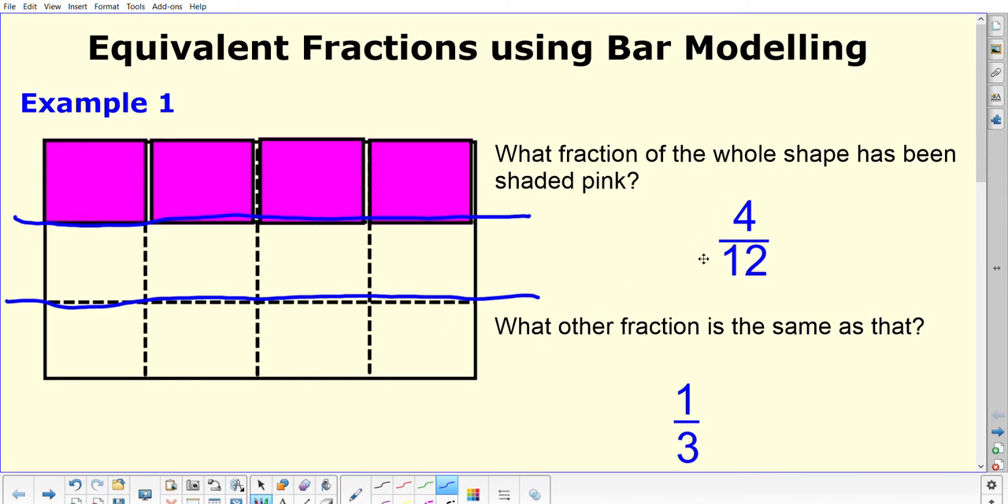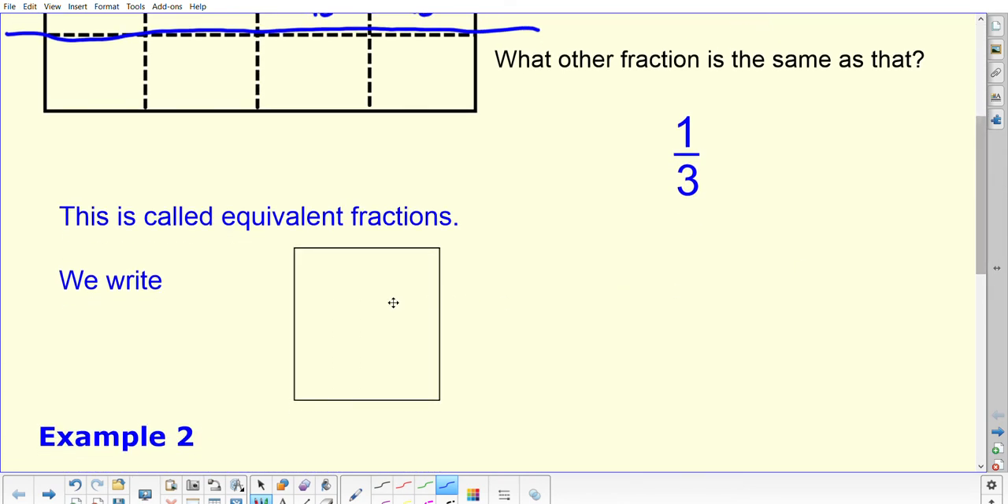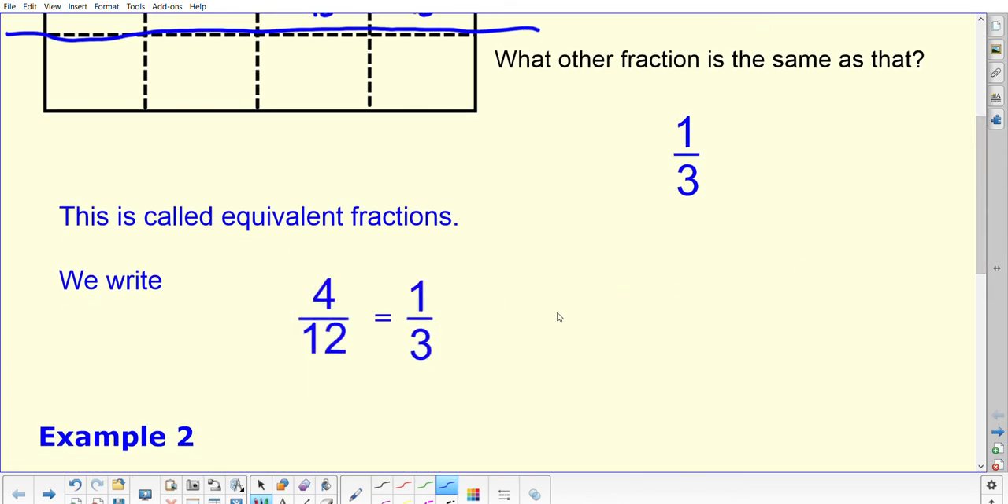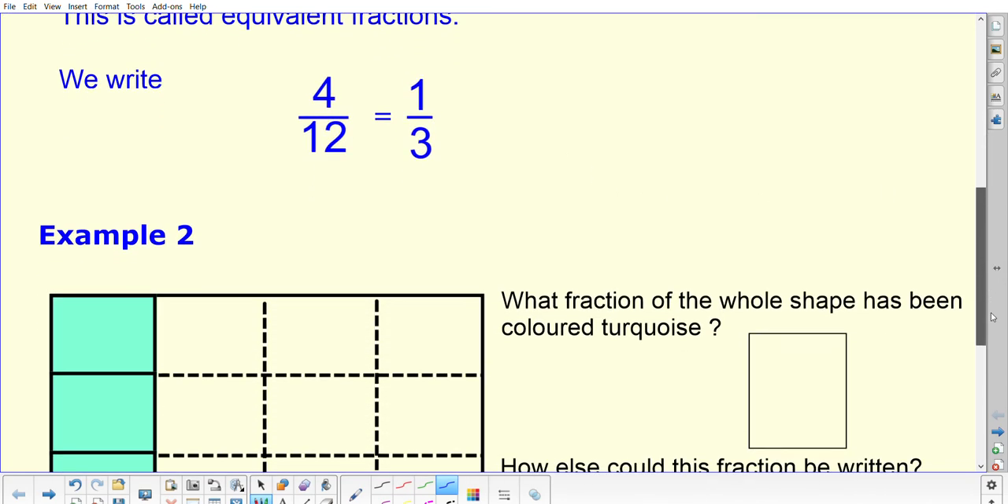So writing down the fraction in that way, 4 bits out of 12, the 12s are each of these little segments because we've got 12 altogether. But if we divided that same shape up in a different way, we could say that each whole strip is a third. So 4/12 is the same thing as a third, and we can write down that that's a pair of equivalent fractions. The word equivalent meaning equals.